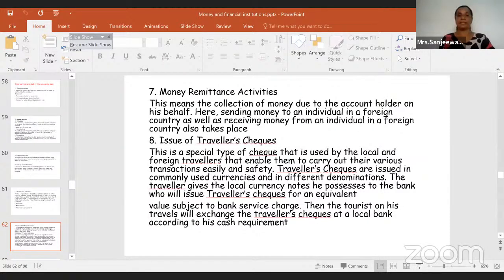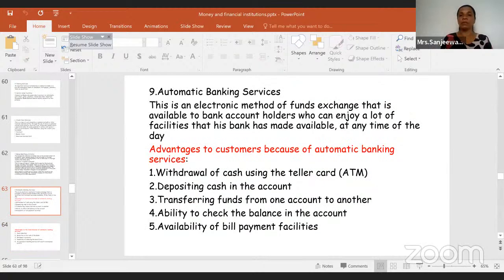Okay, automatic banking services. It's an electronic method of funds exchanging, available to bank account holders who can enjoy a lot of facilities. What are the advantages to customers because of automatic banking services? Withdrawal of cash anytime, deposit of cash in the account, transferring funds, ability to check the balance in the account, availability of bill payments. So these are advantages to customers by having ATMs.